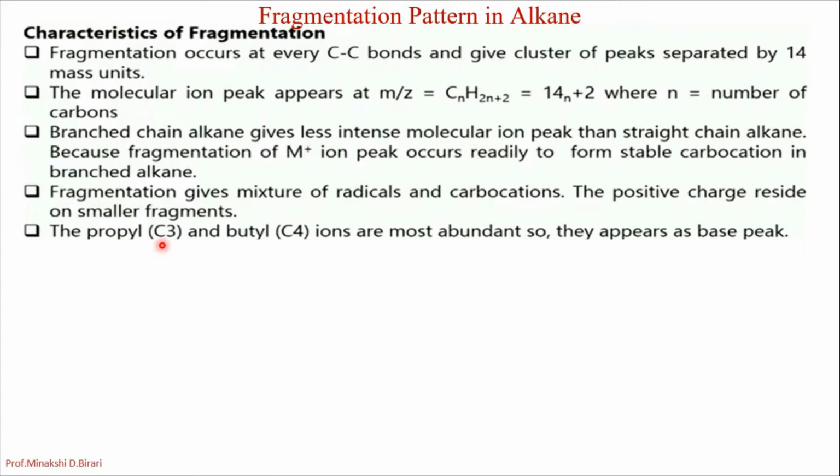Then the propyl and butyl ions are most abundant, so they appear as base peak. So base peak is observed in alkane at mass to charge ratio 43 or mass to charge ratio 57, that is at m/z 43 or m/z 57. Base peak is observed in alkane at the propyl or the butyl ions, which are most abundant, m/z 43 or m/z 57.